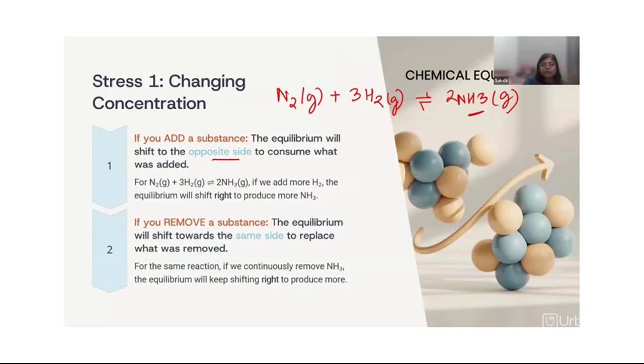If I continuously keep on removing ammonia, so my balance is disturbed, what will happen? Nitrogen and hydrogen would combine together to make more and more ammonia, to basically bring the equation back to the state where it was, the state of equilibrium, right? Again, if you are removing ammonia, the reaction will move forward to make more ammonia because it wants to restore equilibrium. Okay, so this is about how changing of concentration affects the equilibrium.